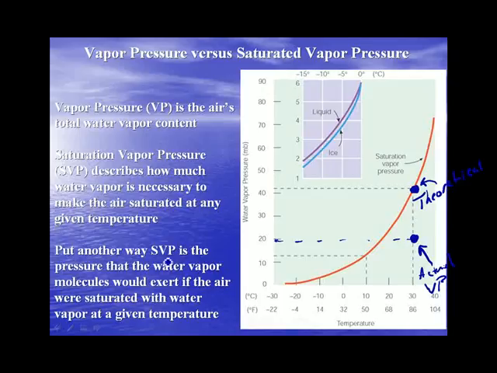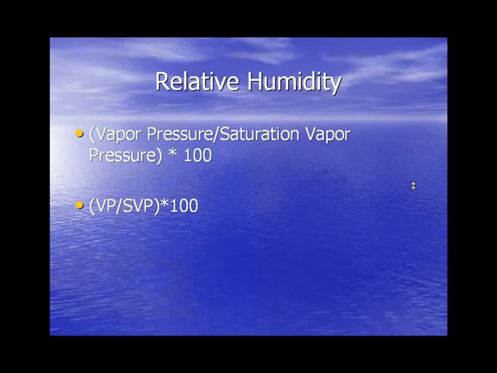You can put it this way. The saturation vapor pressure is the pressure that the water vapor molecules would exert if the air were saturated with water at a given temperature. In this particular case, 30 degrees Celsius. But again, think back to what I said. In this example, this is the actual vapor pressure. This up here is what we call the saturation vapor pressure, what it could hold at 30 degrees by intersecting the saturation vapor pressure curve.